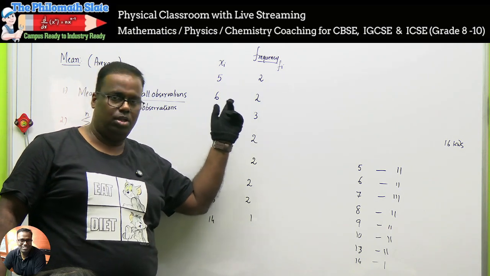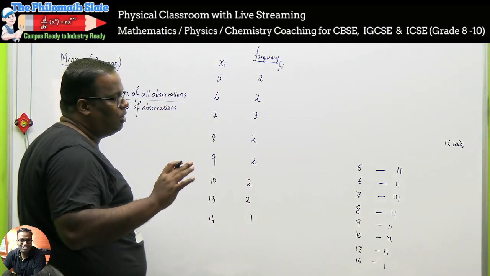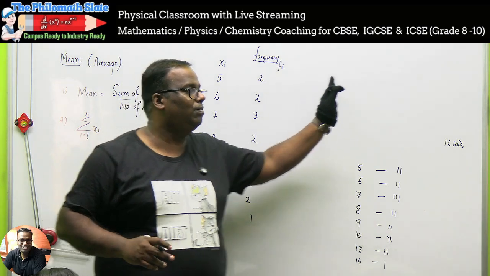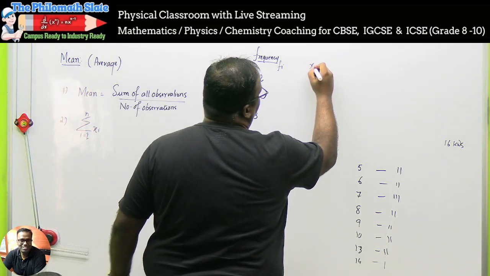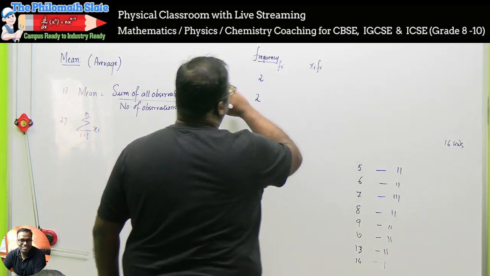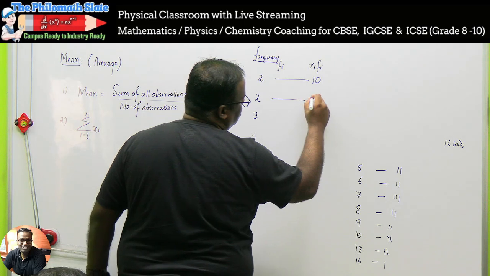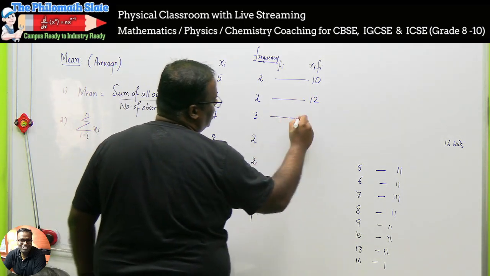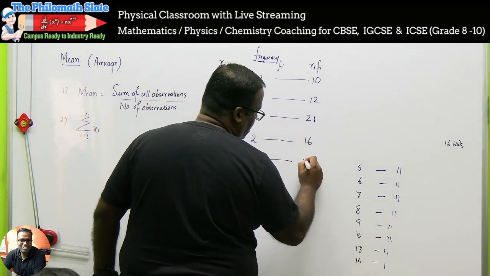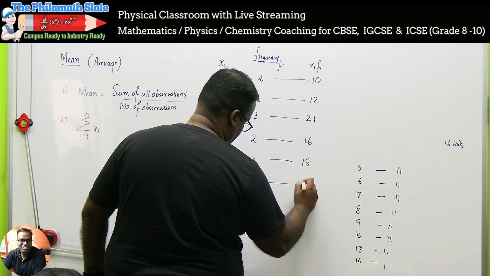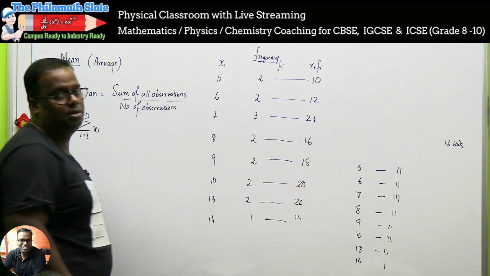x2, f2. Okay? Now, if you would have done it the donkey process, what you would have done? You would have added all. We're going to do the same thing, but in a style. We write xi fi. Let's multiply this. 5 into 2 is how much? 10. 6 into 2 is 12. 7 into 3, 21. 8 twos are 16. 9 twos are 18. 10 twos are 20. 13 twos are 26. 14 ones are 14. Understood, kids?